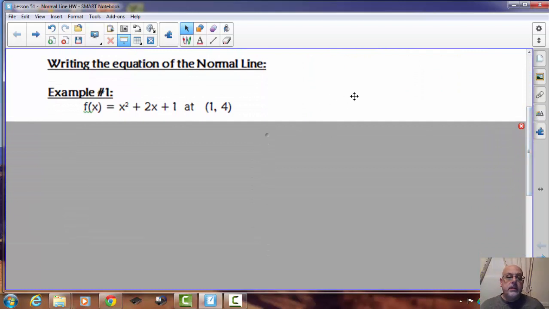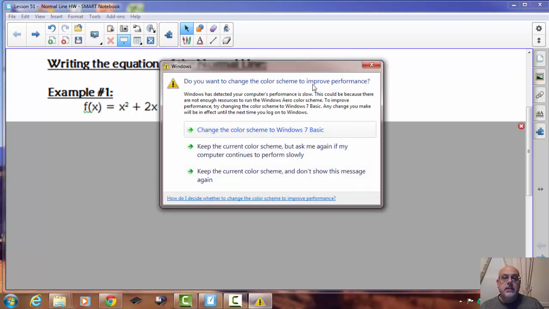We're going to proceed the same way we've been doing for the last couple of days about writing the equation of the tangent line. So you have your function f of x equals x squared plus 2x plus 1, and I'm giving you the point (1, 4). So you don't have to evaluate the function for f of 1 to find 4. I gave it to you in this case.